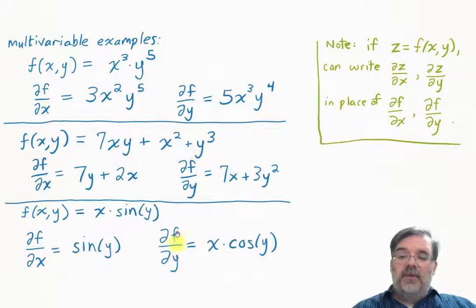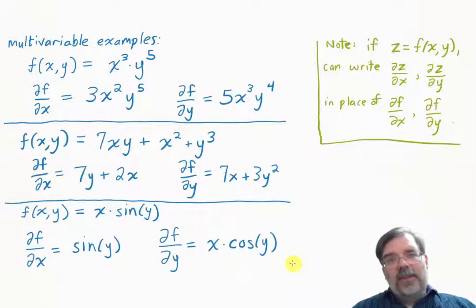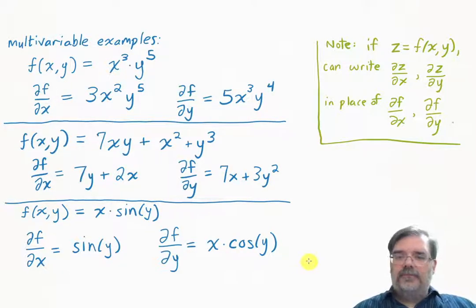What about df dy? Well, now y is the variable and we treat x like a constant. What's the derivative of a constant times sine y? The derivative of a constant times a function is the constant times the derivative of that function. So it's the constant x times the derivative of sine y, which is cosine y. And that's how you calculate partial derivatives without resorting to the definition.